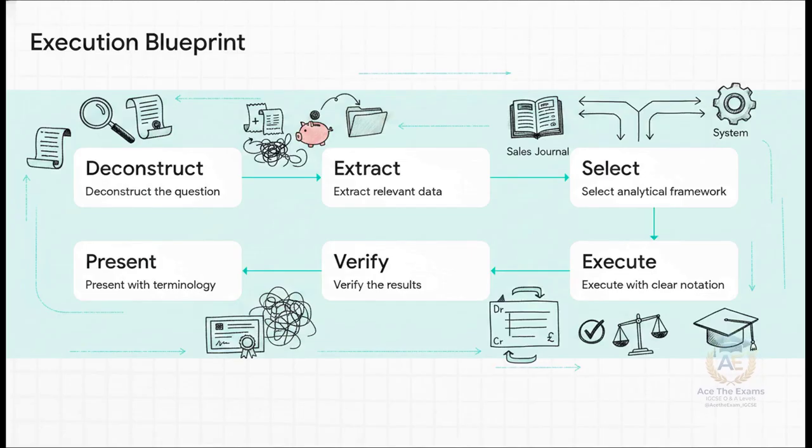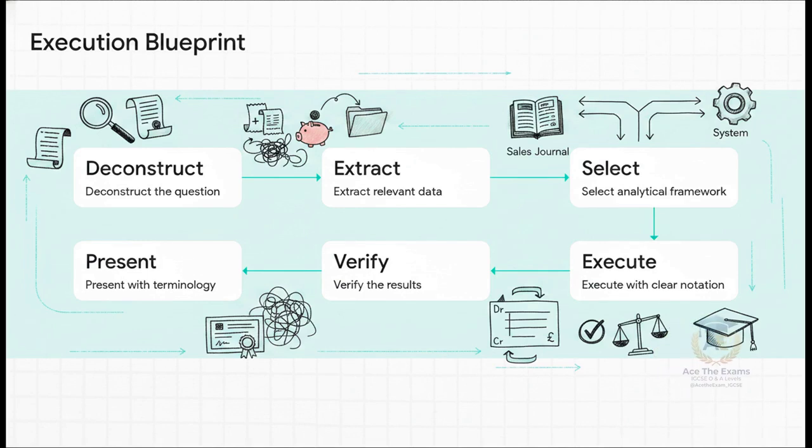Step 1. Deconstruct the question. Hunt for those command words and hidden constraints. Step 2. Extract relevant data. Pull the numbers and the context right out of the messy stimulus material. Step 3. Select your analytical framework. Are we analyzing or evaluating? Step 4. Execute correctly with clear, pristine notation.